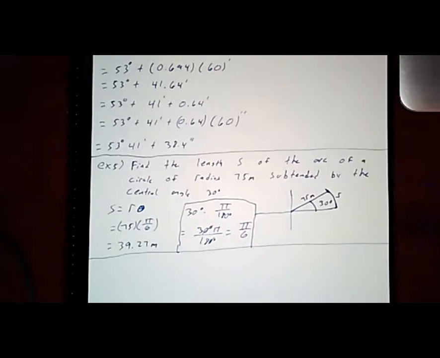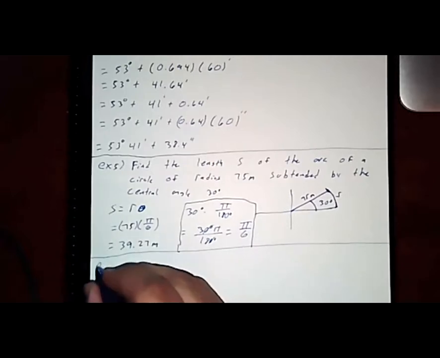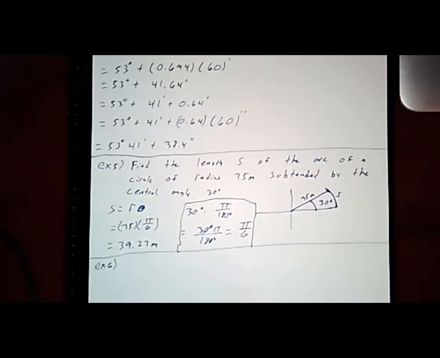What's the symbol by the 39.27 stand for again? The symbol by the where? At the end of 39.27. Oh, meters. Meters, okay. Yeah, little m is usually meters. Any questions about number 5?